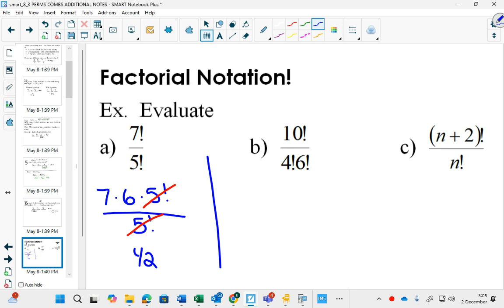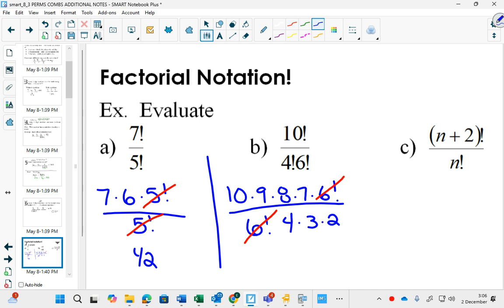Same thing in B. The biggest number is the 10. You can only get rid of factorials if they're identical, so I keep going until I get to that 6 factorial because I had a 6 factorial on the bottom. Those will simplify. But I also have a 4 factorial, which would expand all the way down to 4 times 3 times 2 times 1. Mental math, would you agree that 4 times 2 is 8, and that would simplify with that 8? I'm switching colors here so we can see what canceled with what.